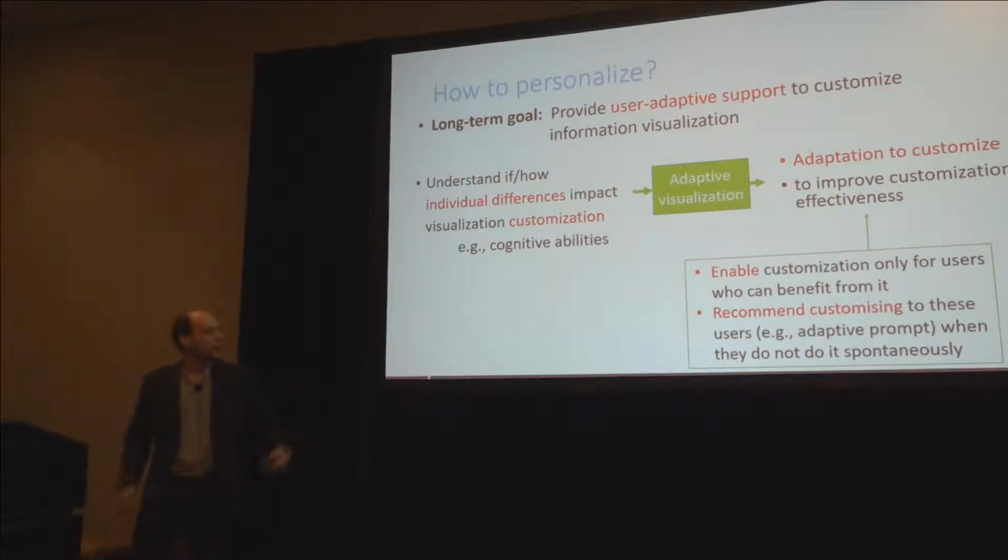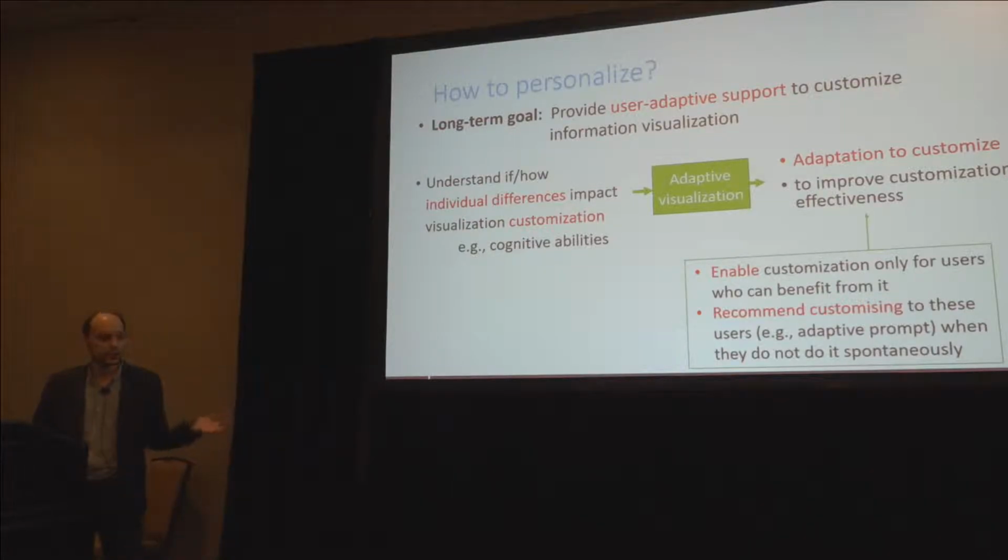Or, second bullet, we can recommend customizing to these users if they don't do it spontaneously, again based on their cognitive abilities, etc. Another example of recommendation could be adaptive prompts, such as, "Hey, we think you may benefit from customizing, why don't you give it a shot?" So the idea here is to essentially provide adaptive support for customization, with the user still being in control, at the end of the day, of the personalization.